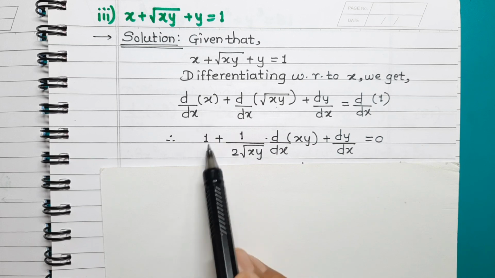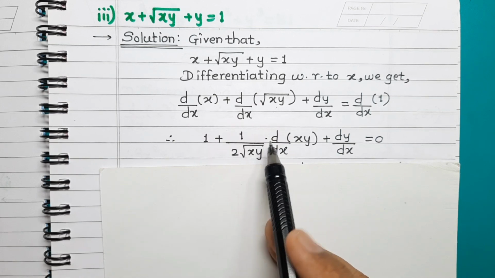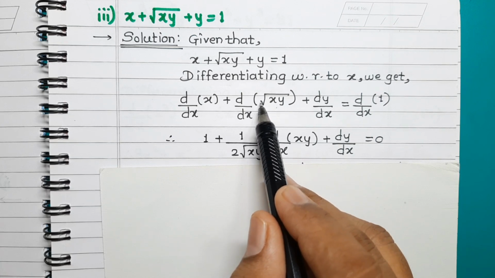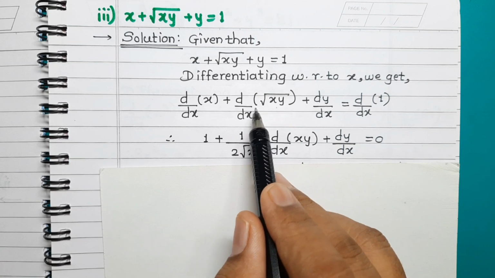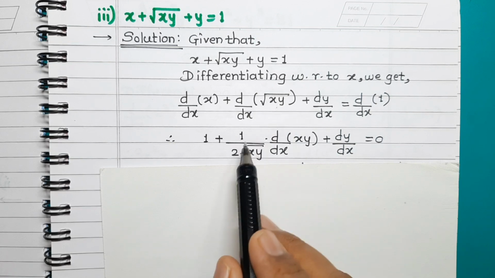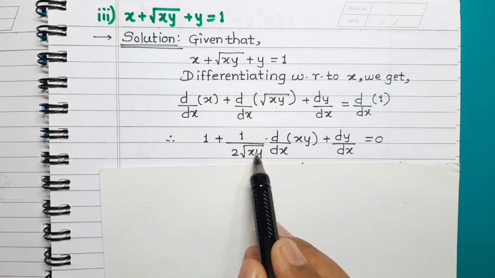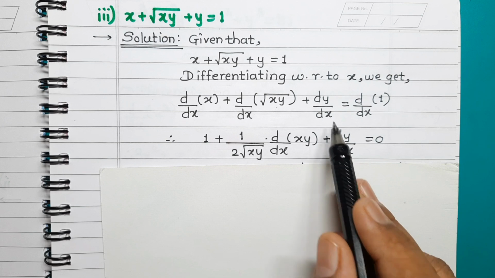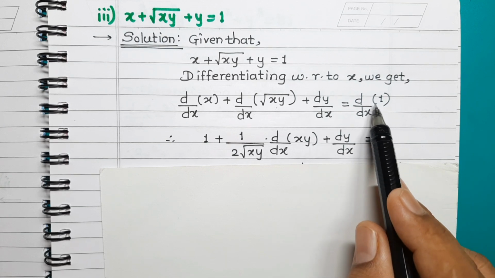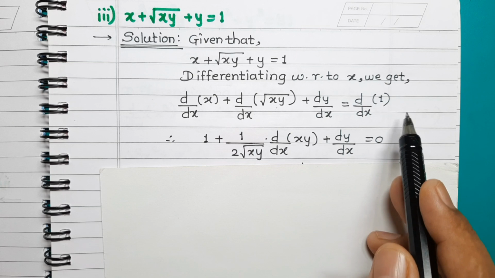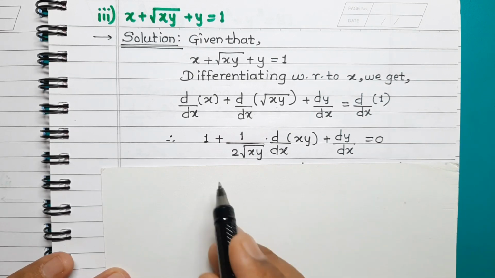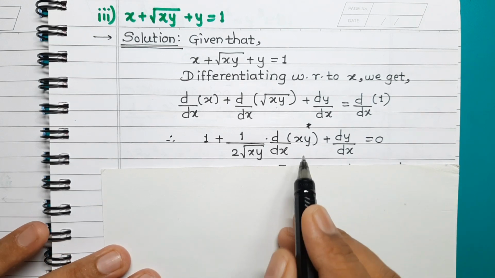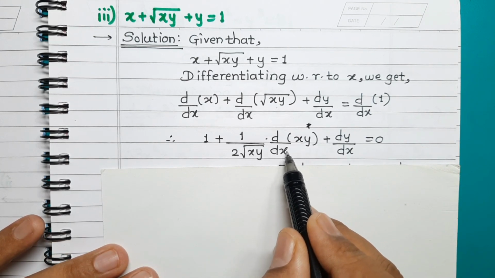See here, derivative of x is 1 plus, see, here it is a composite function. So we are going to treat it as root of something. So derivative of root of something is 1 upon 2 root of something into derivative of something which is product xy plus dy by dx is equal to derivative of 1 is 0 since 1 is constant. So you note this derivative very properly. Okay. Then to the next step, let's evaluate this derivative.